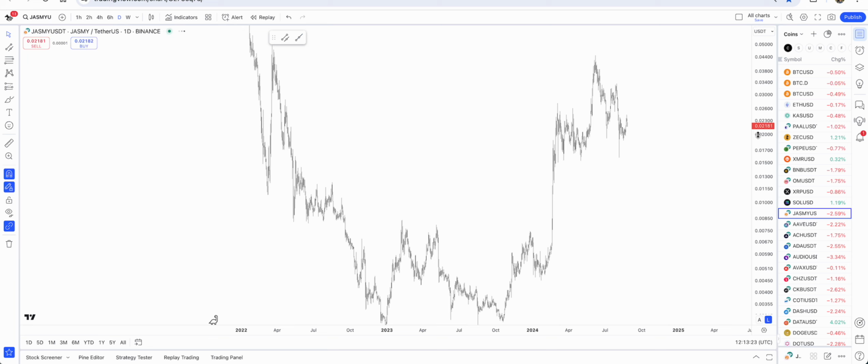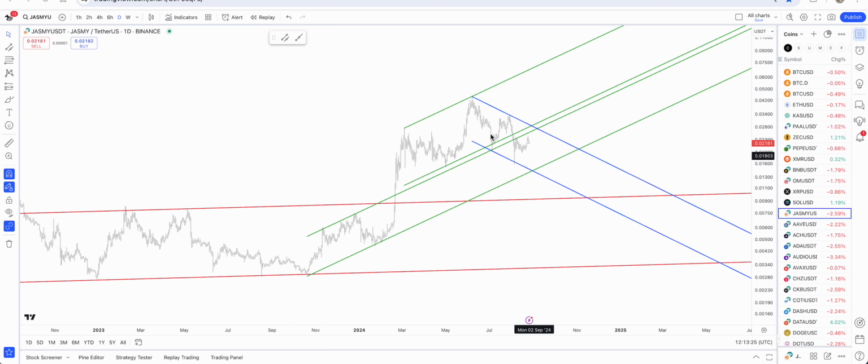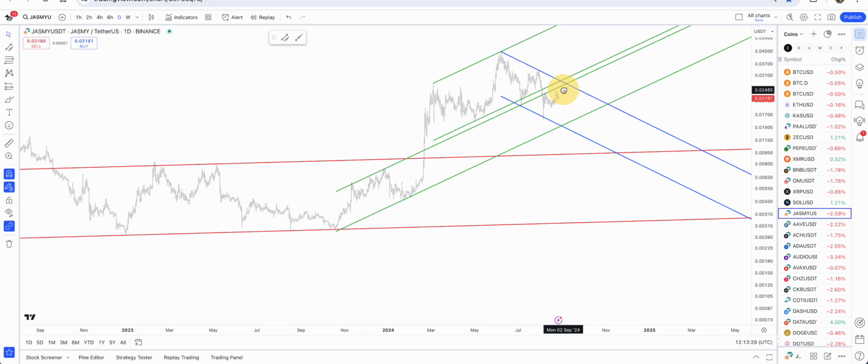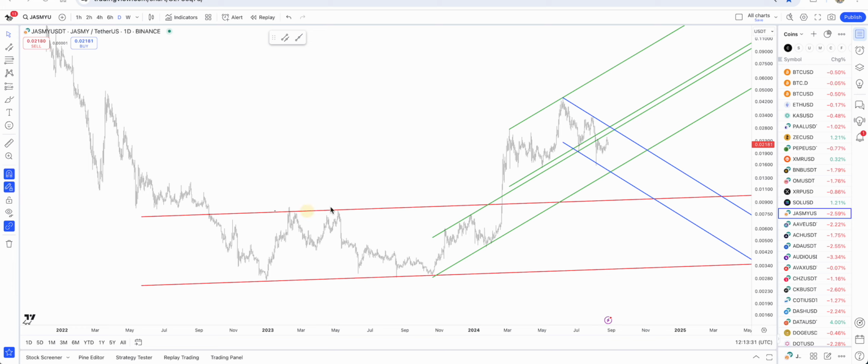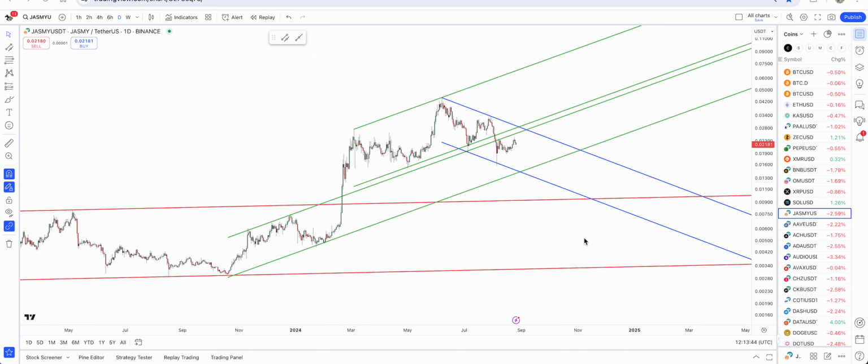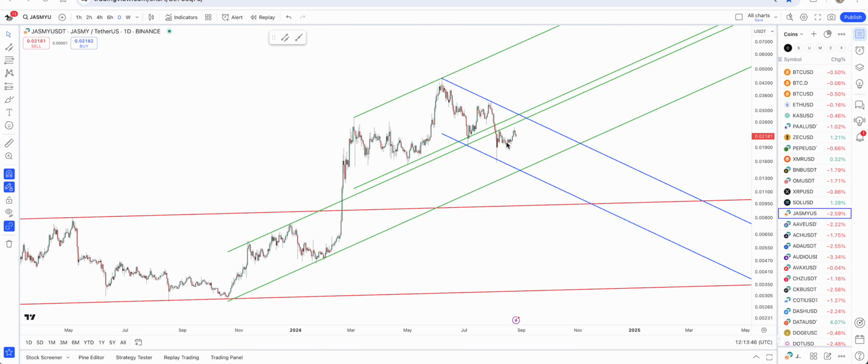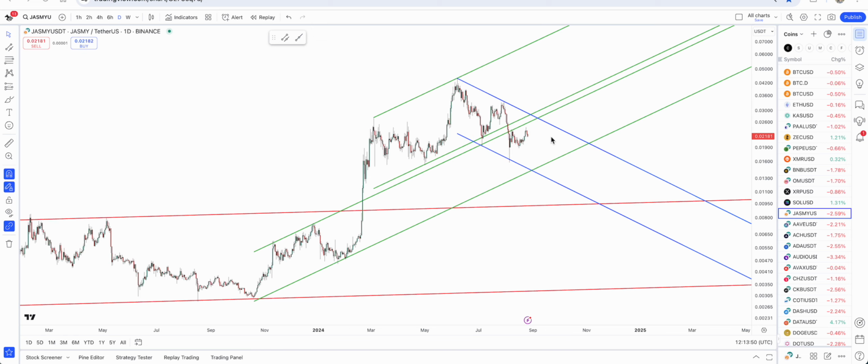Last one is Jasmy. Jasmy is inside the blue bull flag. It has to be broken to the upside for the rally to continue. Obviously, you can see Jasmy is showing relative strength. The red top band was broken. It rallied while the others were selling. Jasmy was looking very bullish, and it still is showing relative strength. So it is looking like it wants to ultimately break out of the blue bull flag and rip.